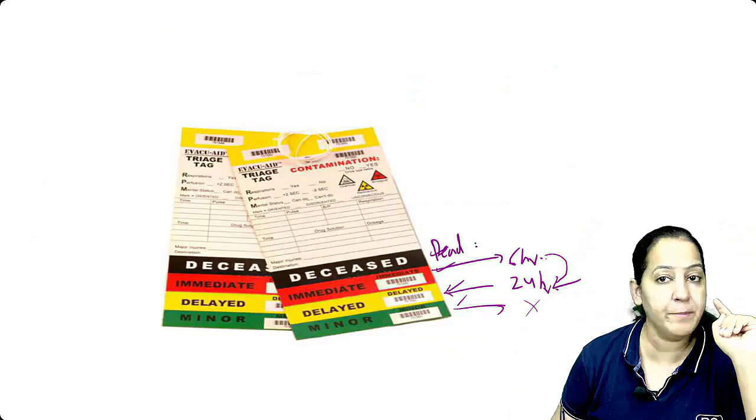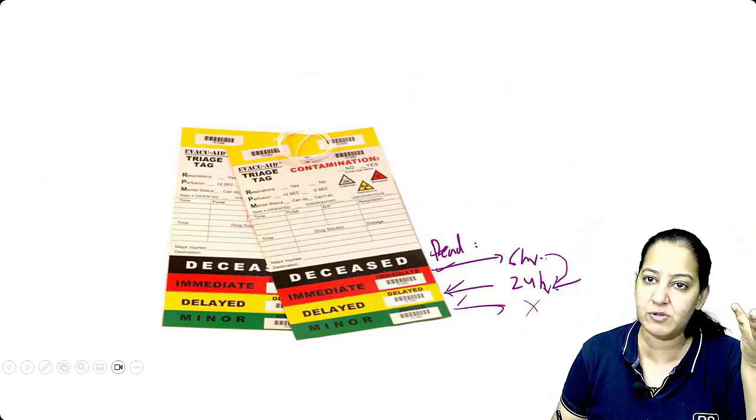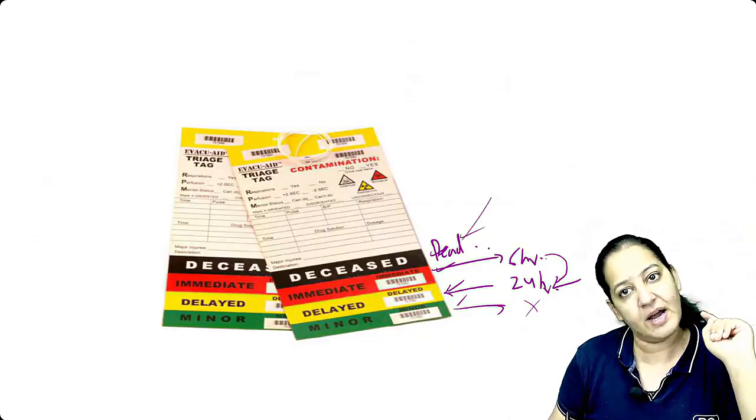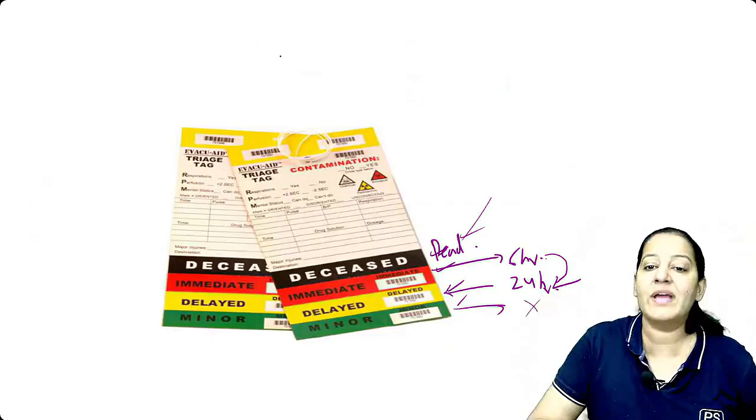Black are moribund or dead. They are either dead or they are very moribund. You will not be able to save them even on treating. So these are the black ones, the dead and the moribund. So give the color coding. This color coding is known as triage.